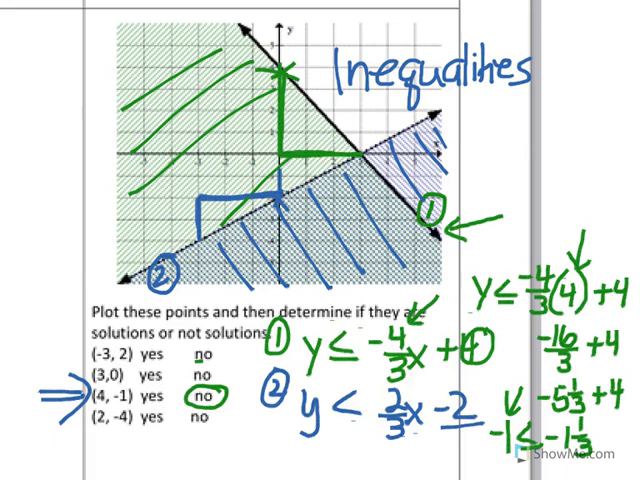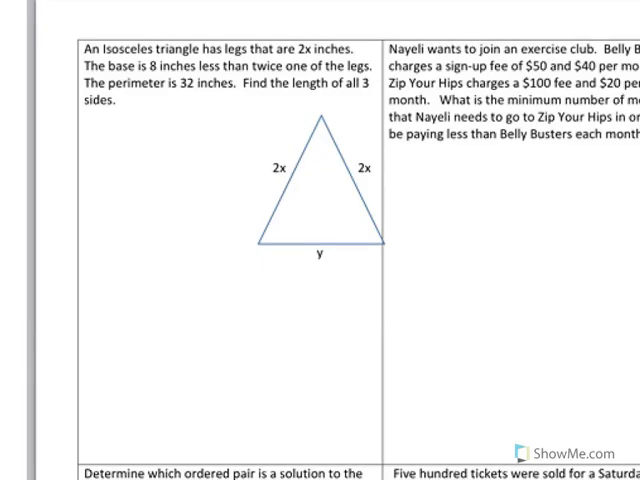Okay, all the other ones were very clear. Now, let's go on to the back for the 4 parts in the back. Okay, so this one says an isosceles triangle has legs that are 2x inches. The base is 8 inches less than twice one of the legs. The perimeter is 32. Find the length of all 3 sides. So, excuse me. Let's see what we can figure out here.